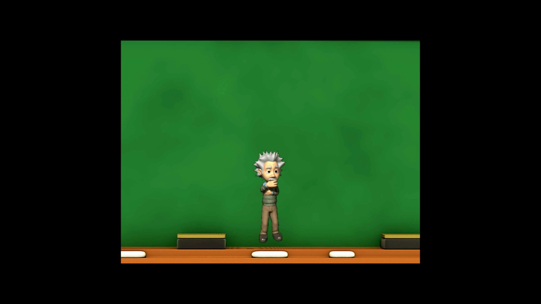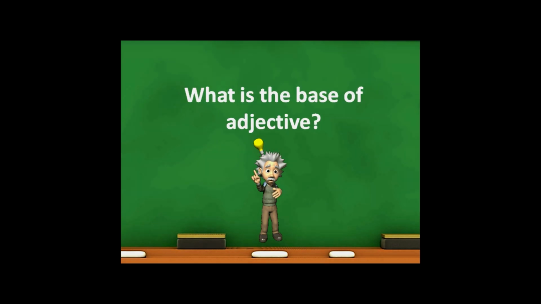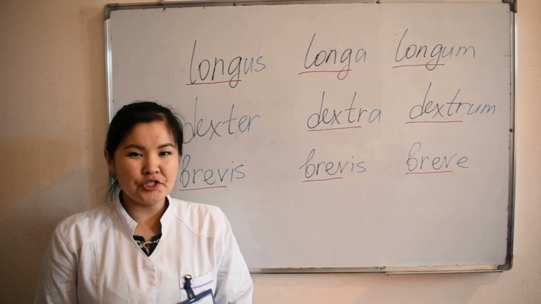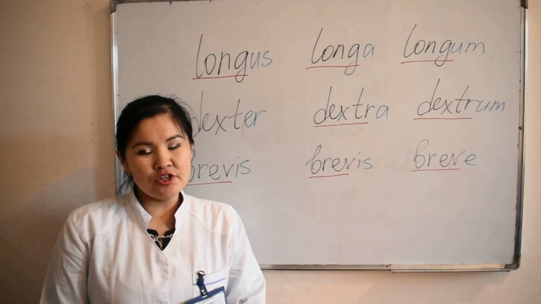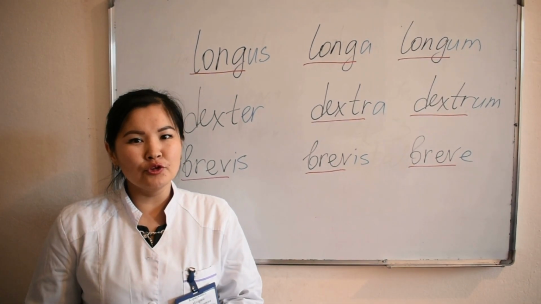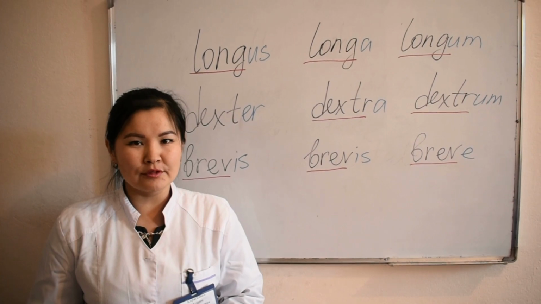Question: what is the base of an adjective? The base of an adjective, or we can say the stem of an adjective, is the unchanged part of the adjective which is repeating from masculinum, femininum and neutrum gender forms.